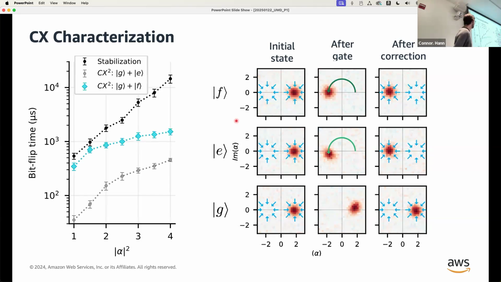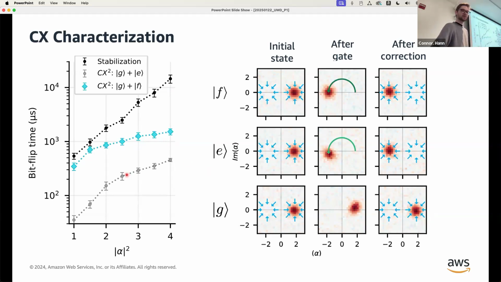More quantitatively, we can look at the performance of this gate in terms of the bit flip times of the cat during the course of this gate. So in particular, what I'm plotting here are the cat bit flip times as a function of alpha squared. And the different lines correspond to, here in black, just an isolated cat-qubit on its own, so no CX gate involved. And these gray and blue lines, in contrast, correspond to CX gates of different types on the cat. So in particular, this gray line is a very naive implementation of the CX gate that only uses the GE levels here, and so has no robustness to transmon errors.